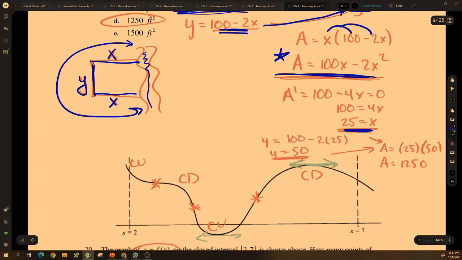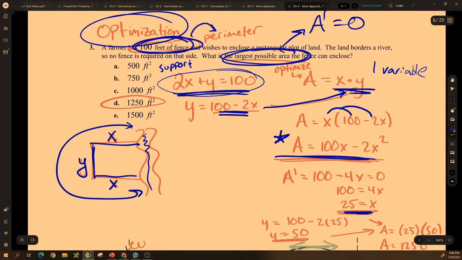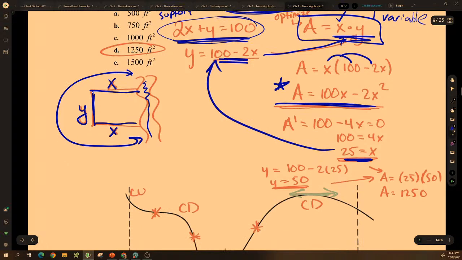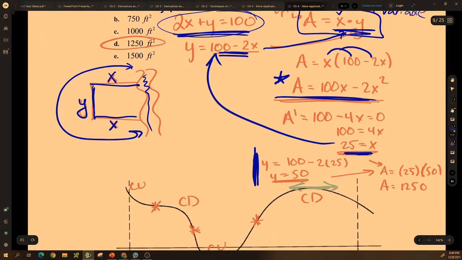Now, they didn't ask for x, they asked for the largest area. So I need to go back and solve for the area. In order to solve for area, I need x and y. I now have x, I need to get y. How am I going to get that? Plug it back in up here. 100 minus 2 times 25. I did that right there.